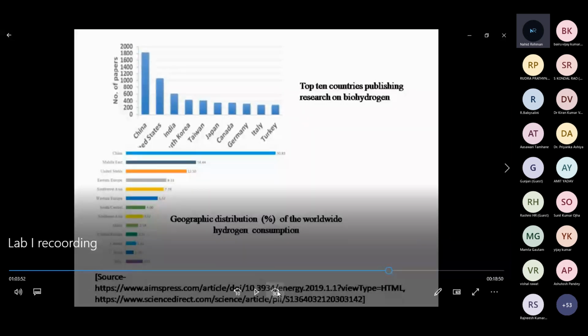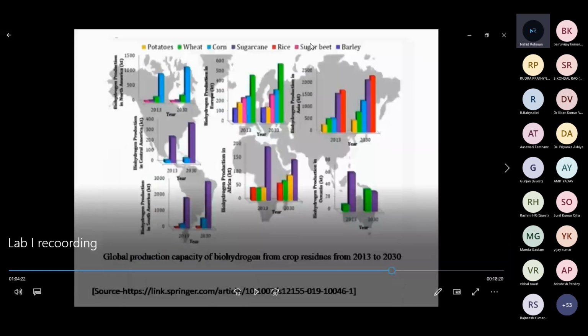So look at this global production capacity of biohydrogen from crops only. Here you see potato is green, corn is blue, and this is rice or sugar beet. So you can see over the map how different countries are producing biohydrogen utilizing different bioresources and biowaste, maybe barley or sugar beet.